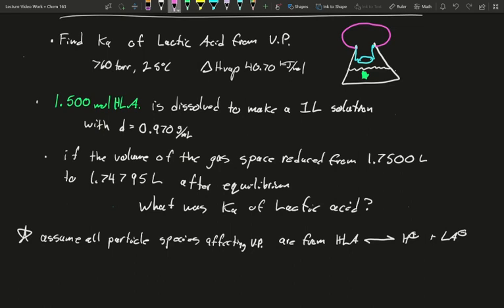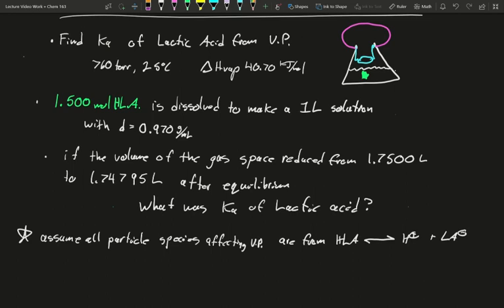As a result, some of the water particles that had been bouncing around inside the balloon settle back into the water. And so the volume of our balloon will change from 1.75 liters by just a little down to 1.74795 liters. Using that change, we're going to solve the Ka of lactic acid.